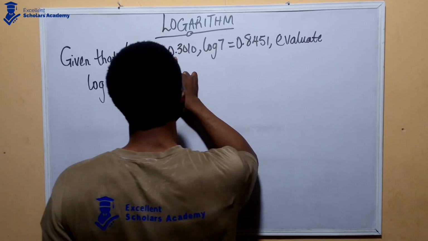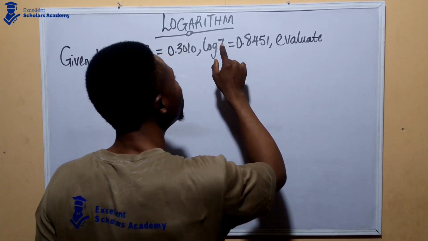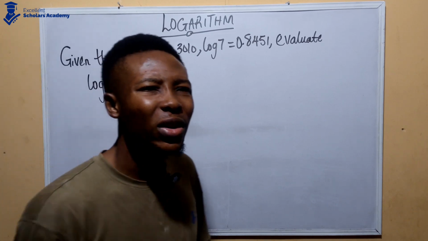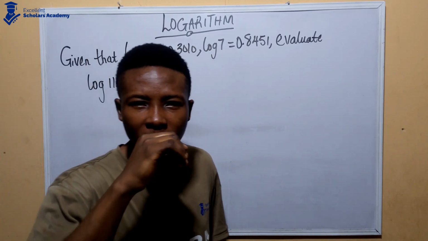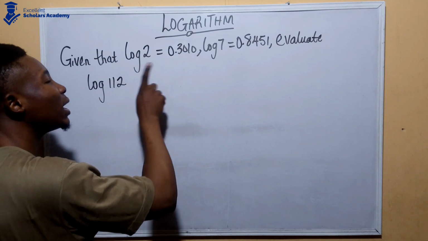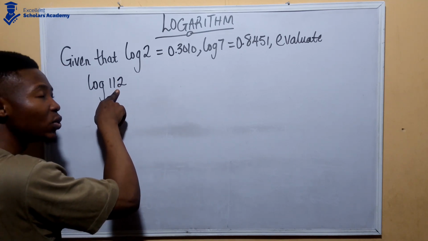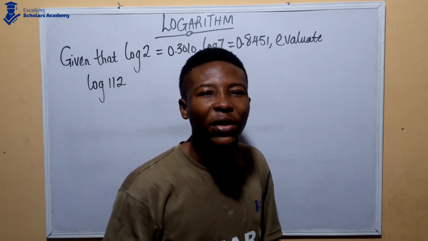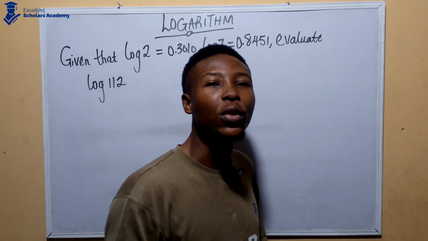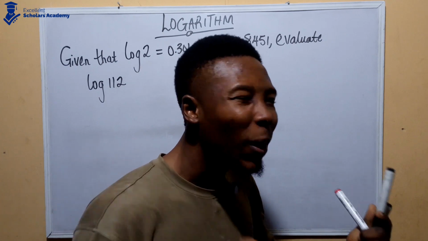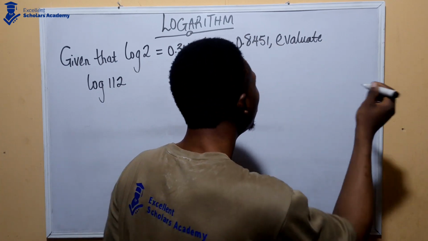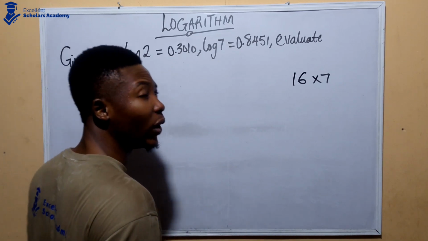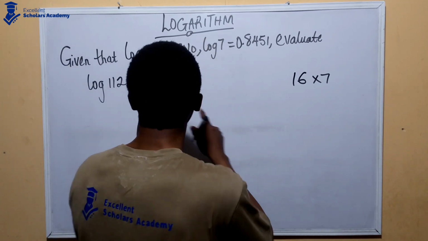Given that log 2 is equal to 0.3010 and log 7 is equal to 0.8541, evaluate log 112. When you see questions like this, your mind should work with numbers. What numbers can I multiply that will give me 112 and will have 2 and 7 inside of those numbers? By creative thinking, you should come out that 16 times 7 gives you 112.